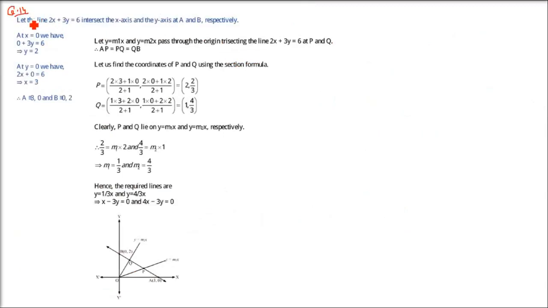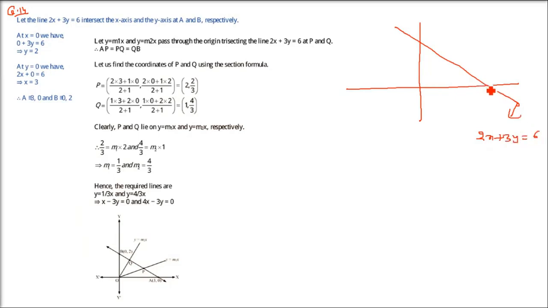14th question, find the equation of the straight lines which pass through the origin and trisect the portion of the straight line 2x plus 3y equals 6, which is intercepted between the axes. This question we have done already. That is a line which is being trisected by two lines which is coming from the origin. But we'll take a look here also. So the question is like this. There is a line, original line. This original line, the equation is given as 2x plus 3y equals 6. This is your original line.